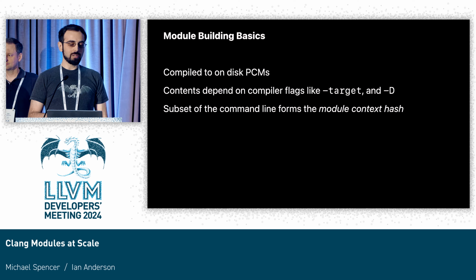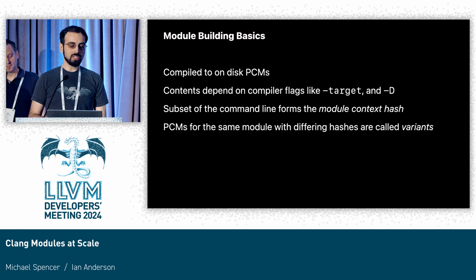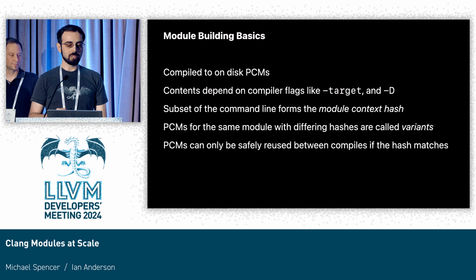A subset of the command line forms the module context hash, and this includes all the command line arguments that could impact the AST. Because this is formed just from the command line, we don't actually know if they definitely do, we just know they could. And so PCMs for the same module with differing hashes are called variants. So we have lots of module variants for the same module. PCMs can only safely be reused between compiles if the hashes match. It's very dangerous to try and mix hashes.